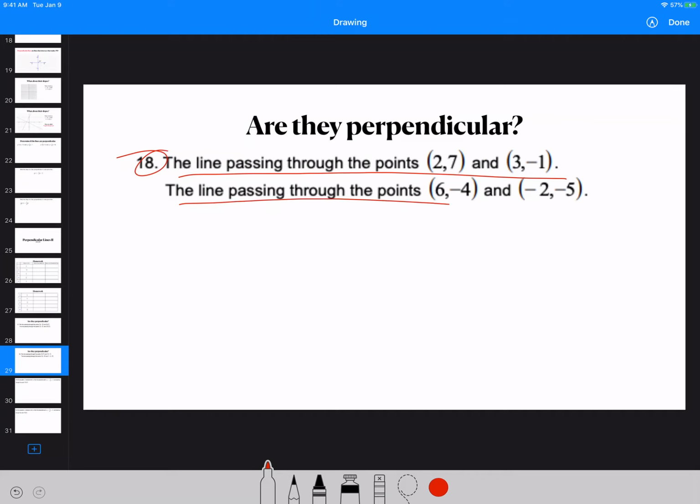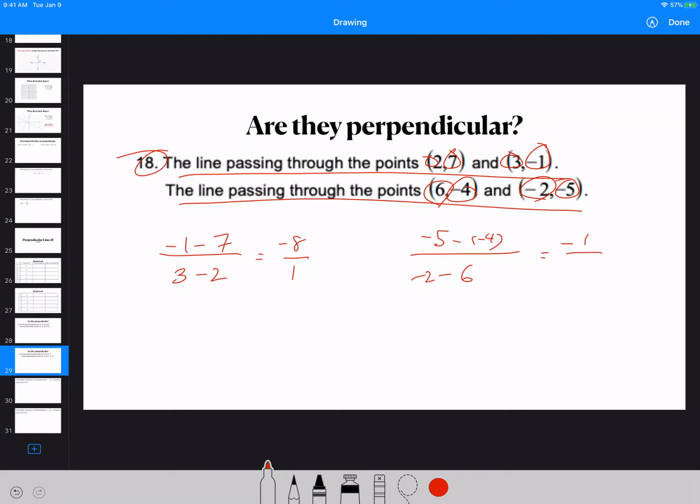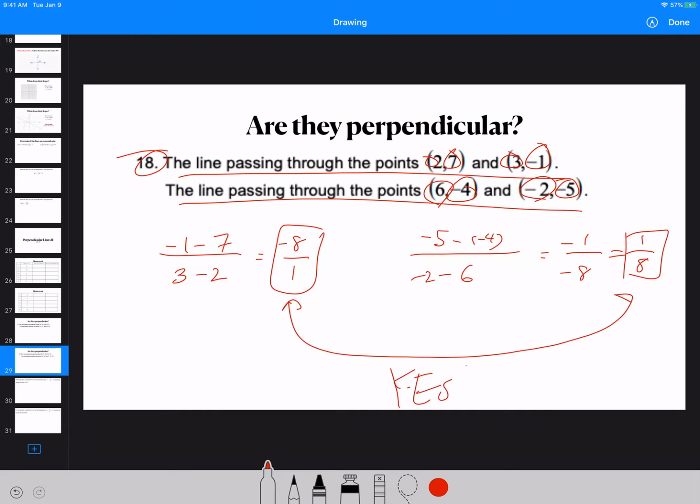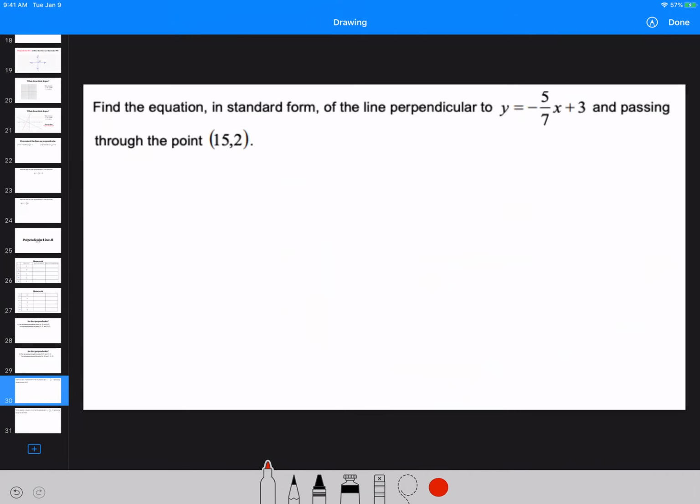Okay, so for the line passing through these two points, negative 1 minus 7 over 3 minus 2, you're going to get negative 8 over 1. Now with these two, I'm going to say negative 5 minus negative 4 over negative 2 minus 6. This would give me negative 1 over, I believe, negative 8. But the two negatives will cancel out, so it will give you 1 over 8. So the slopes are definitely negative reciprocals of each other, so they are going to be perpendicular.